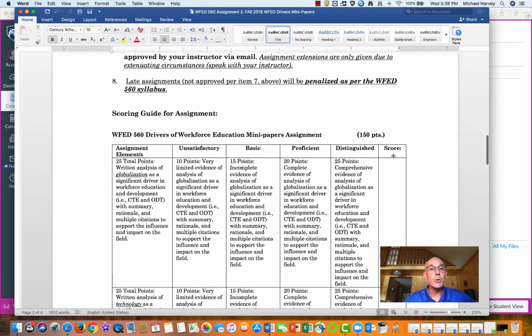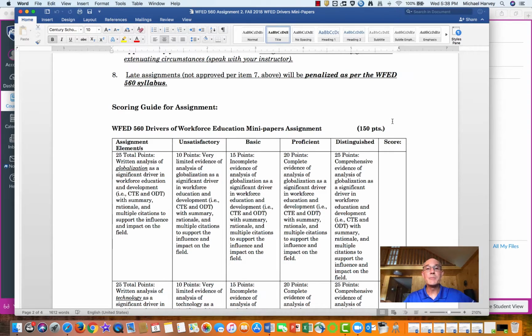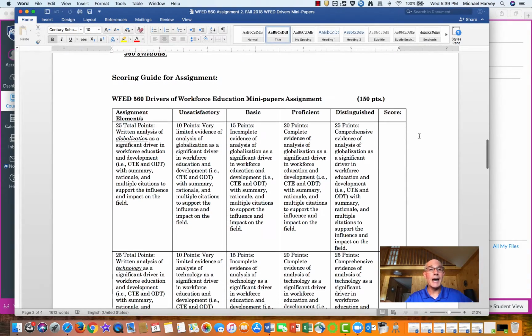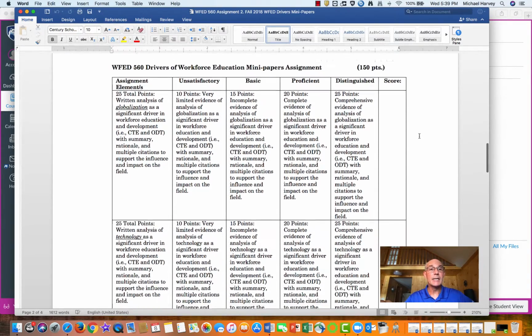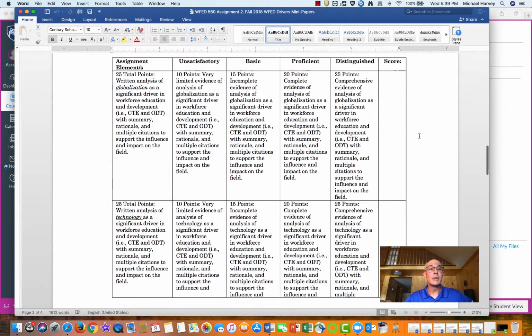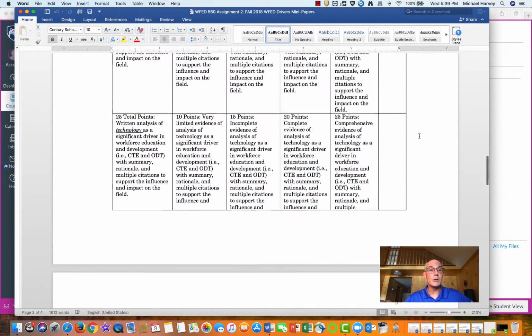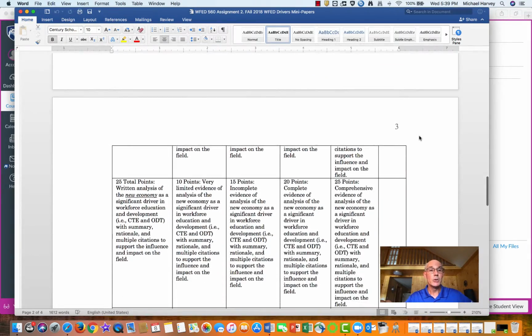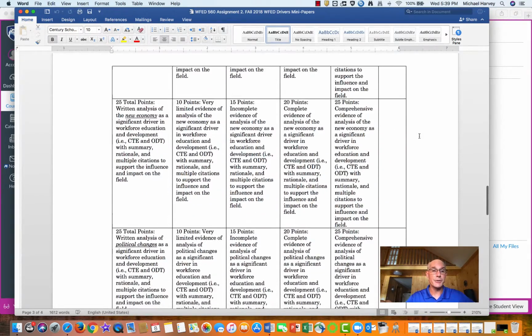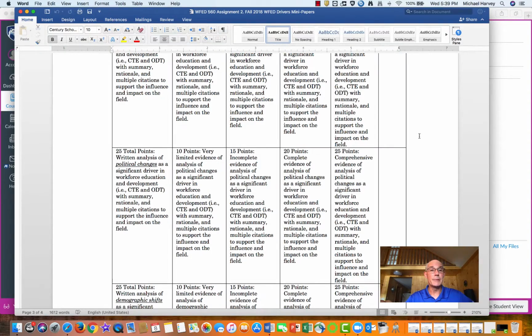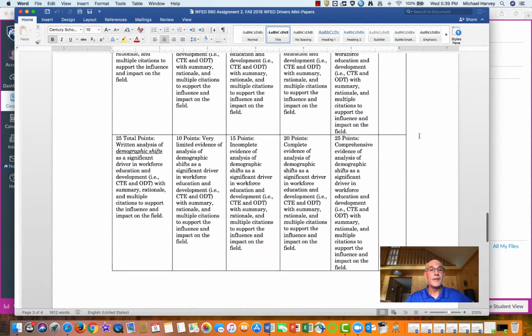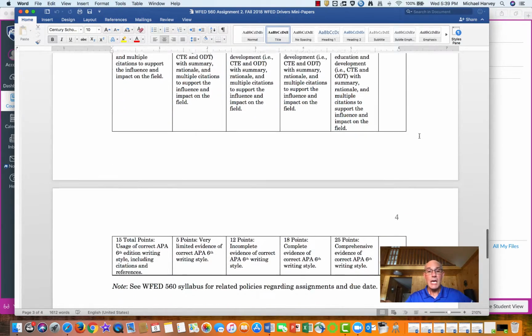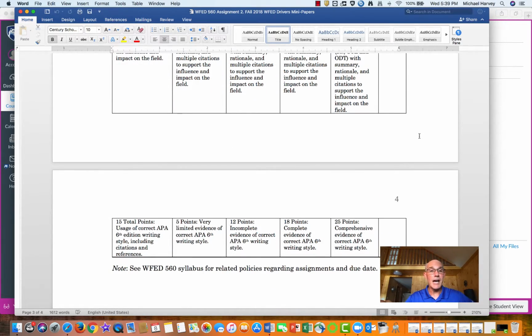In taking a look at the scoring guide for the driver's mini papers, each one of these drivers is worth a total of 25 points. And so what you're looking at is globalization as the first one, technology as the second one, the new economy as the third, political change as the fourth, and the fifth is demographic shift. In addition, you're also looking at 25 points for correct usage of APA writing style.